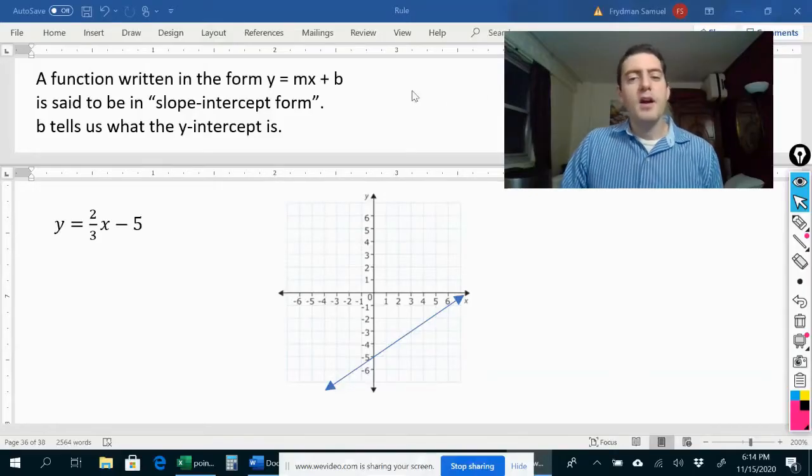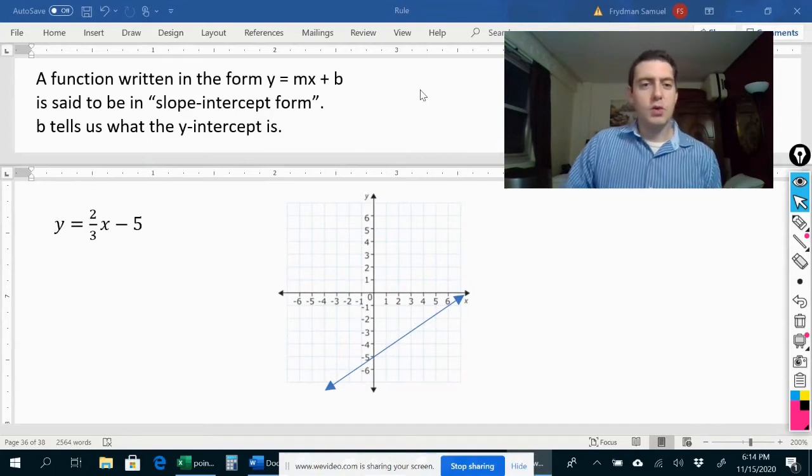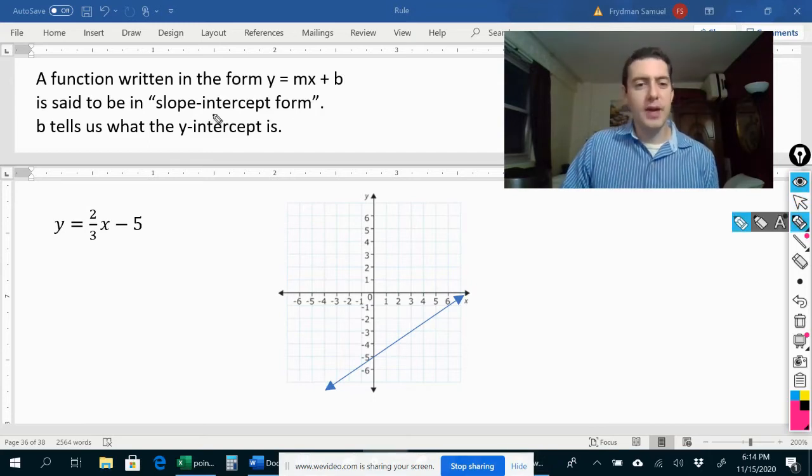Hi, everybody. A couple of videos back, I told you that a function written in the form y equals mx plus b is said to be in slope-intercept form. But I didn't tell you why this is called slope-intercept form. I left that as a bit of a mystery, and now I'm going to answer half of the mystery for you, the part about where it says intercept.